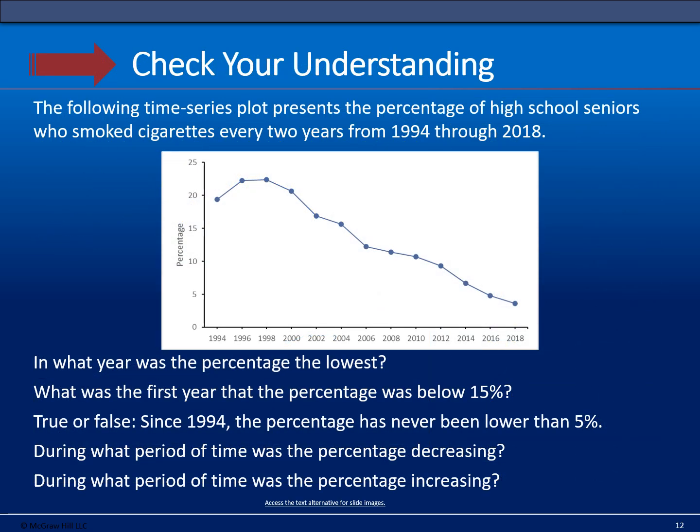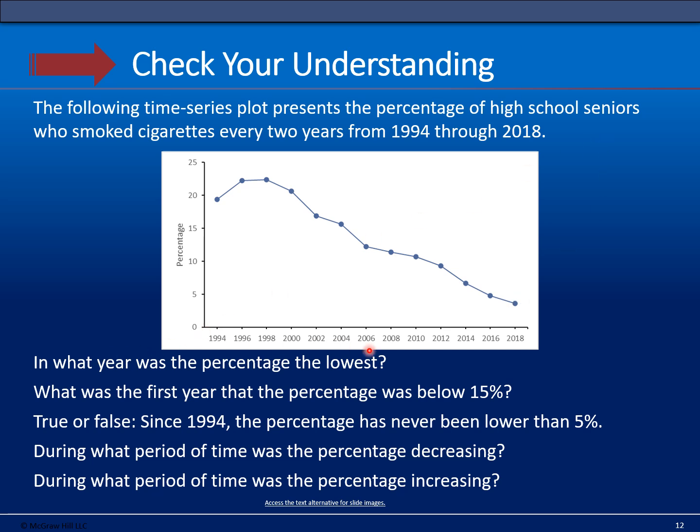So here's a good place to hit pause. I'm not going to walk through this graph. In what year was the percentage the lowest? Okay, I'm sorry, I didn't even tell what this was. This is the percentage of high school seniors who smoked cigarettes every 2 years from 1994 through 2018. And again, overall, we can see the trend is going down, that less and less high school students are smoking cigarettes, specifically in this case, high school seniors.